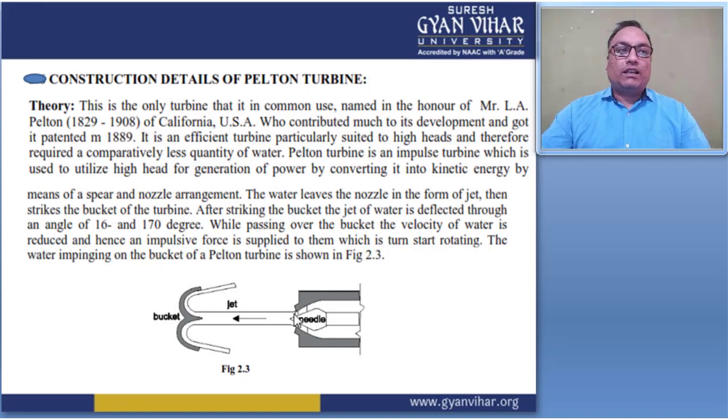This creates some rotation, and the water impinging on the bucket of the Pelton wheel turbine is shown in figure 2.3. This is figure number 2.3, and these are the buckets. This is the jet of the nozzle water, and this is the needle, and this setup is called the nozzle of the turbine.